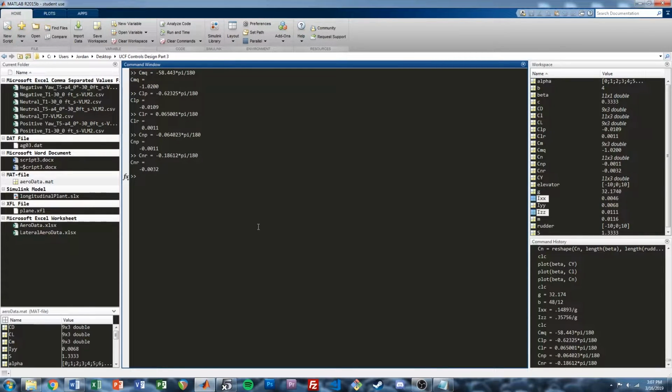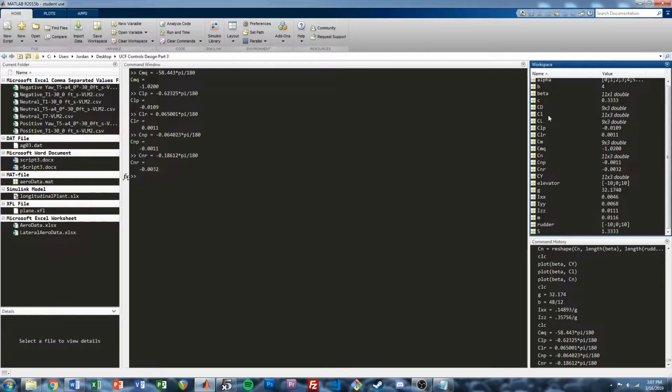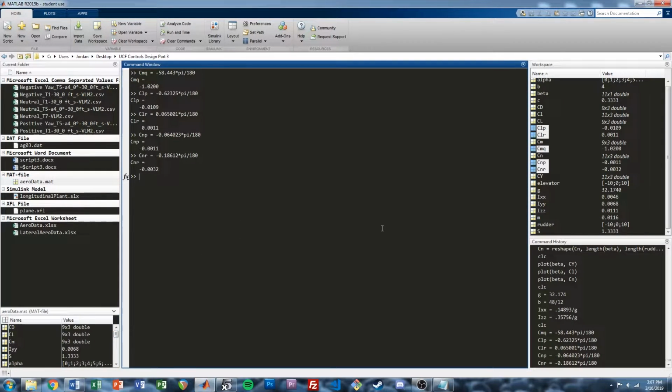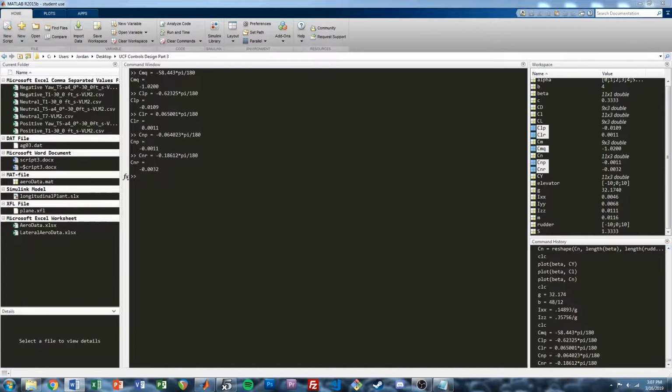Okay, so let's go ahead and add those into that mat file as well. So CLP, CLR, CMQ, CNP, CNR. I think that might do it. So I think we're good, unless I'm forgetting something, which is very possible. We'll figure it out when we get errors. But I think now we're going to be good to go for starting to develop our 6-DOF plant model. So this will be both the longitudinal and lateral dynamics.